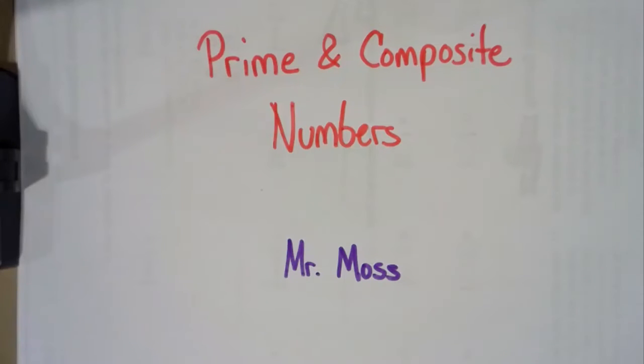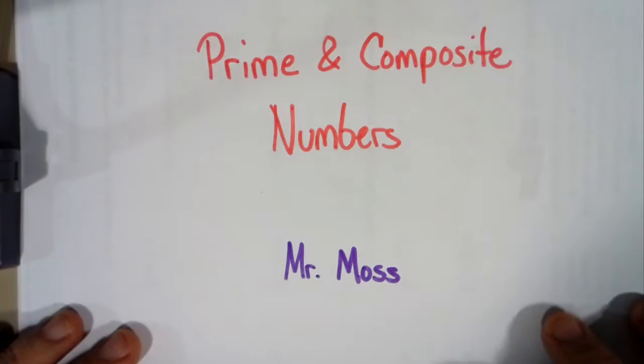This is Mr. Moss, and we're going to take a look at prime and composite numbers in this video. Prime numbers and composite numbers have to do with how numbers can be factored, how we can find the factors of different numbers. So let's take just a moment to review what factoring is.